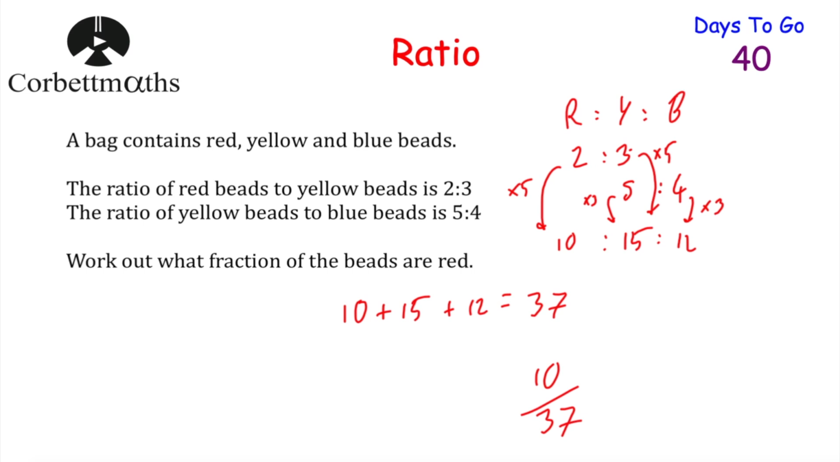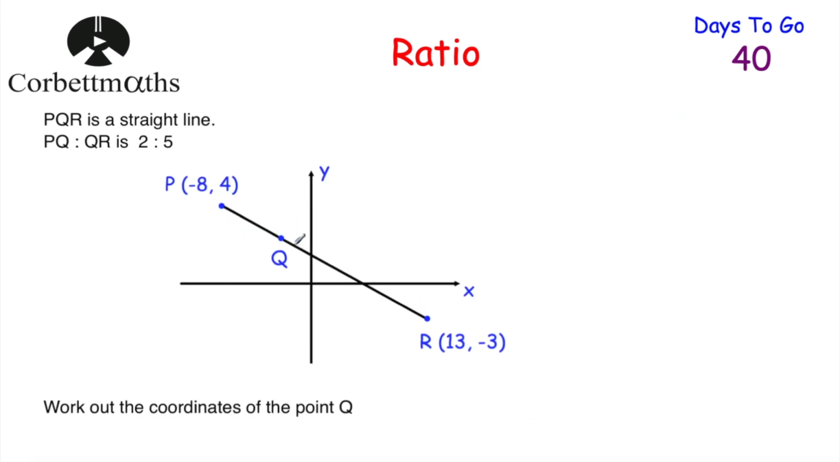Okay, let's have a look at our next question. So it's a coordinate geometry question, and we've been given a straight line, PQR, and we're told the ratio of PQ to RQ is 2 to 5. And we've been asked to work out the coordinates of the point Q. So feel free to press pause now and figure out the coordinates of the point Q.